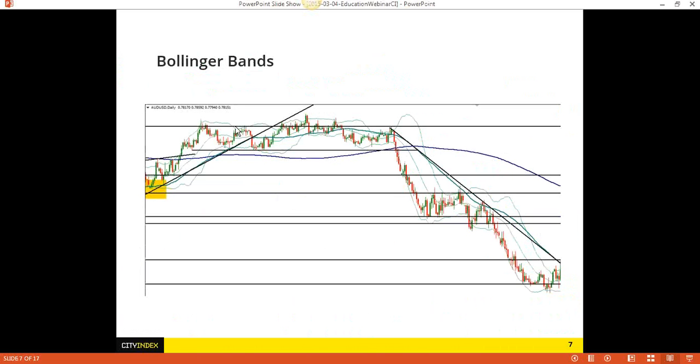Okay, Bollinger Bands. Here we see the Bollinger Bands. What are they? They're a measure of volatility. Okay, a measure of volatility. Here we have this volatility. What Bollinger Bands do is that there's a moving average in the middle, and then there's an upper band and a lower band. And these upper and lower bands squeeze together when there's low volatility, and they expand when there's high volatility.